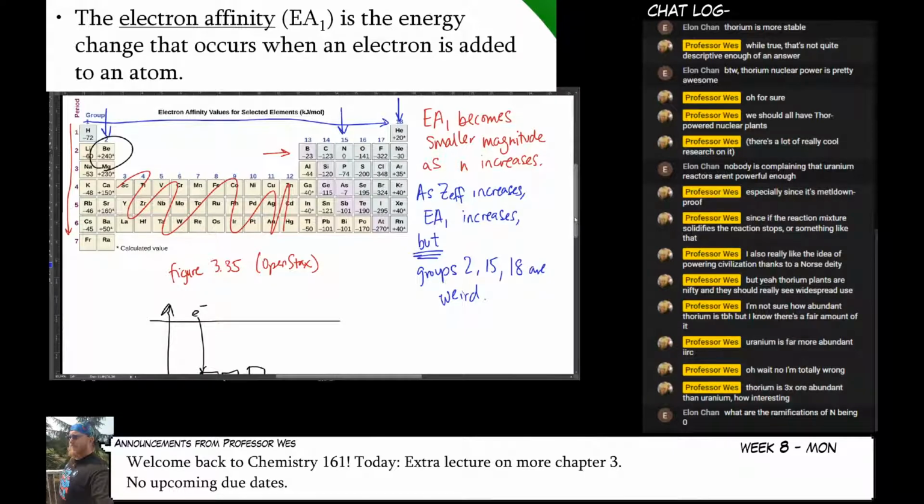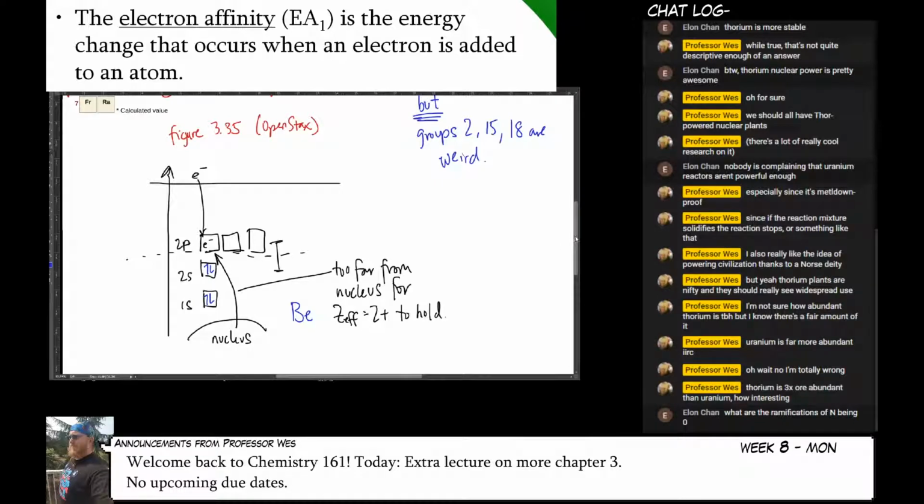So, the reason that the group 2 elements do not have a negative electron affinity is because the 2p orbital, or the p orbital, I should say, is higher in energy than the s orbital, and Z effective of 2 is not sufficient to hold on to it. So let's write that down.